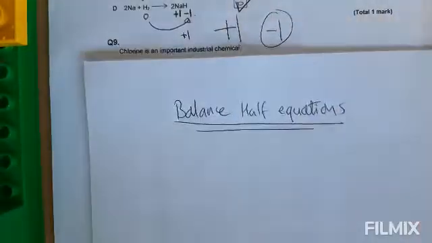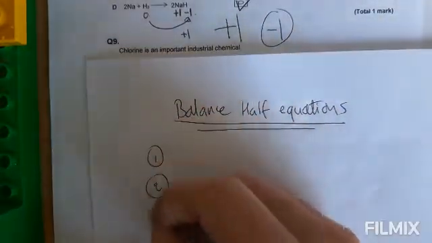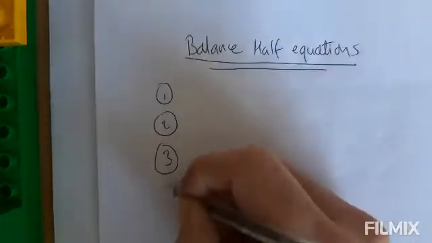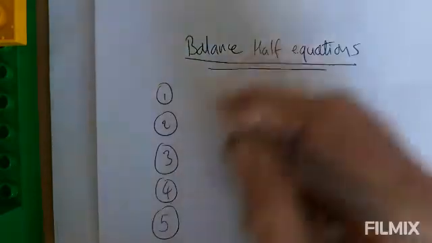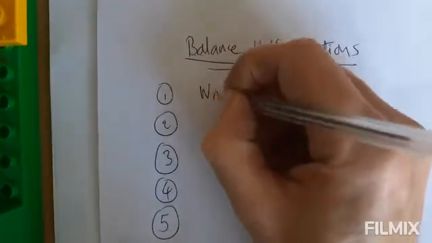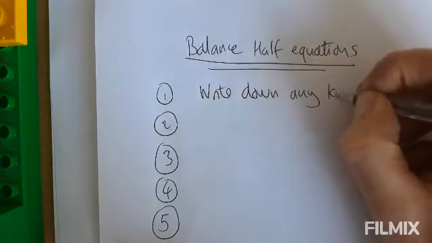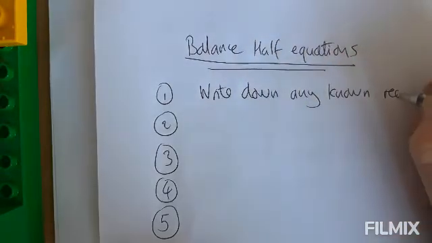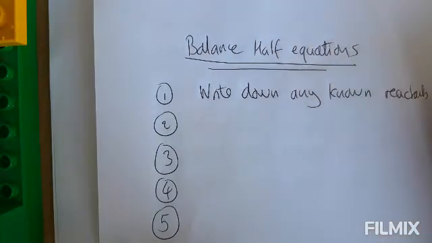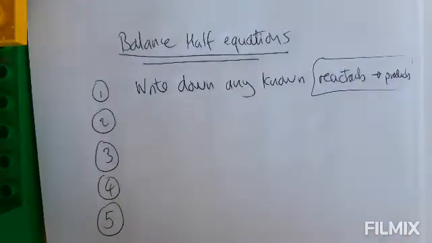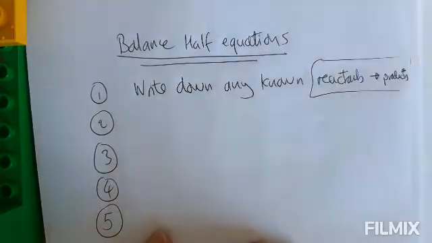So when you're balancing half equations, there are 5 rules. 1, 2, 3, 4, 5. I can count to 5. Right, number 1 is write down any known reactants turning into products. People forget that really easy step. Look at the question and write down some known things and stick an arrow in there.